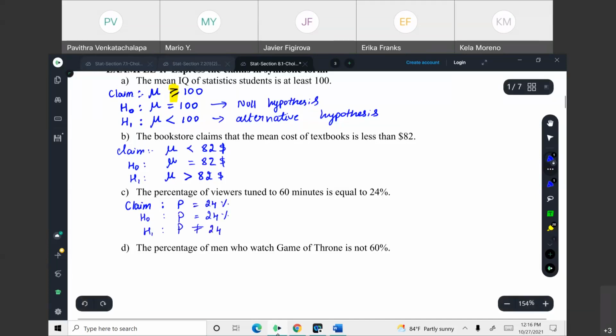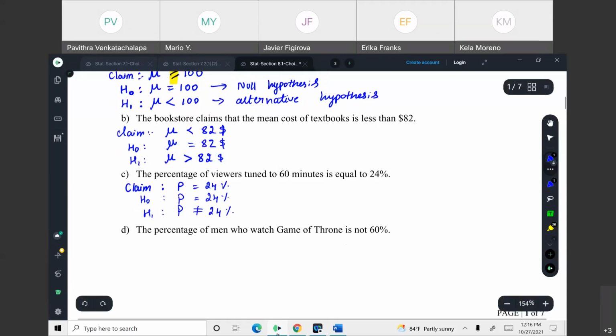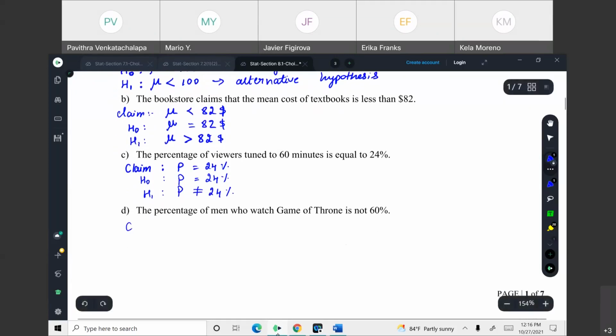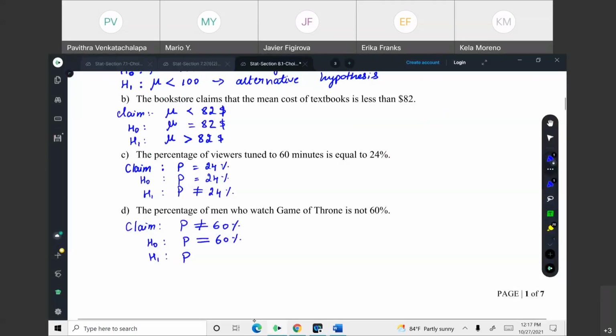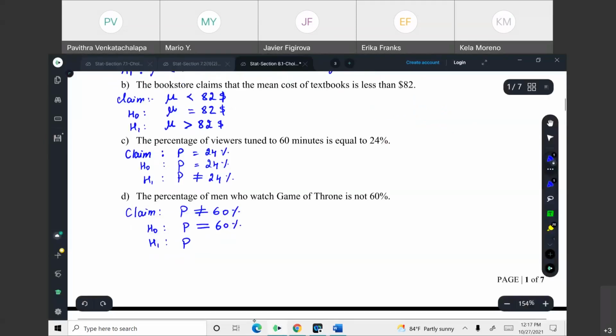You had a question? Claim is P not equal to 60%. Then H naught is P equal to 60%. And H1 will be P not equal to 60%. Any answer for this? D.